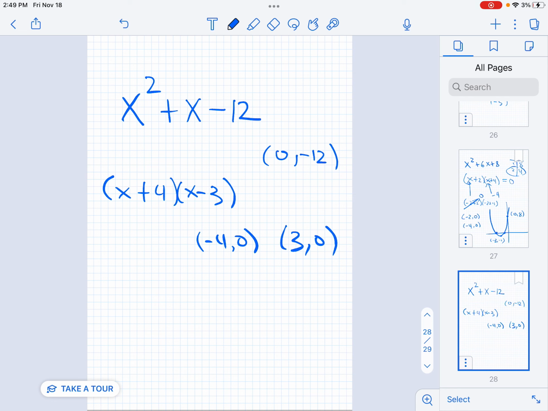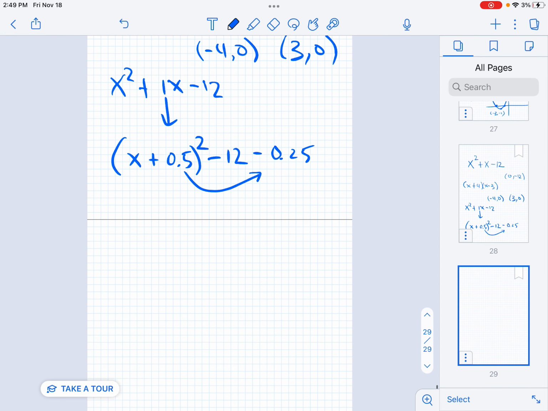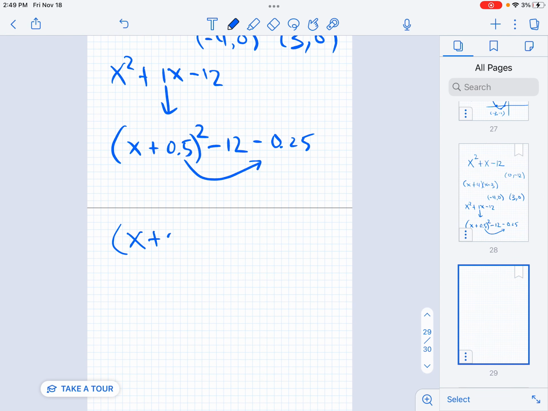Okay, last one. Let's find where the vertex is. So I've got x squared plus 1x minus 12. This one's a little bit trickier. We're going to take half of 1, 0.5, and minus 12 minus that thing squared, which is 0.25. So to finish it in vertex form, it's going to be x plus 0.5 squared minus 12.25. So what's the vertex on this? That's right, the vertex is negative 0.5, remember to flip that sign, comma, negative 12.25.